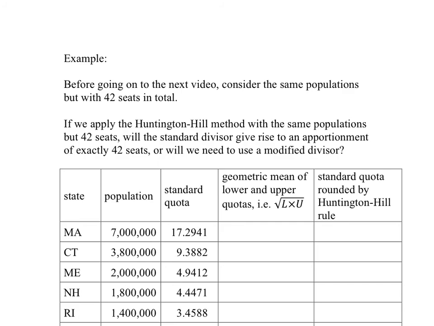As an example of this thought process, before going on to the next video, consider the same populations as in the previous example, but with 42 seats in total. If we apply the Huntington-Hill method, with the same populations but 42 seats, will the standard divisor give rise to an apportionment of 42 seats, or will we need to use a modified divisor?